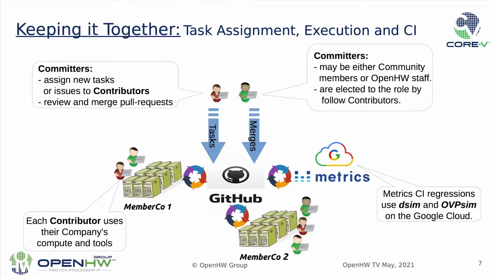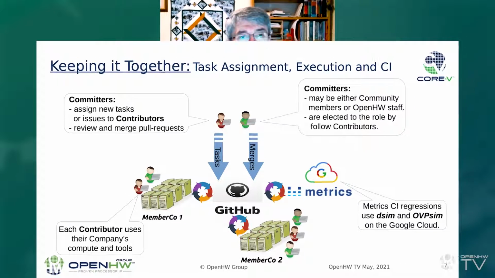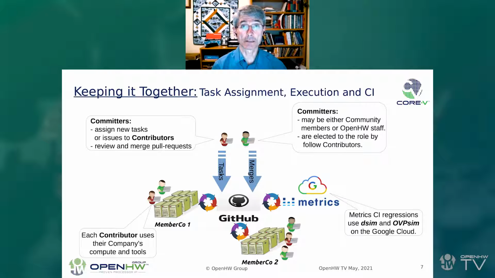So let's just walk through this a little bit and see how this goes. This is a slide that I've shown in various forms before. Once again, the center of our universe is the GitHub repository. And the GitHub repository is overseen by the committers, and there will almost always be more than one on a given project. The committers are responsible for moving the project forward, and they do that two ways. One is they will create new tasks and assign these to specific contributors, or they will just create a new task and issue as a GitHub issue, and a contributor will pick it up and start working on it.